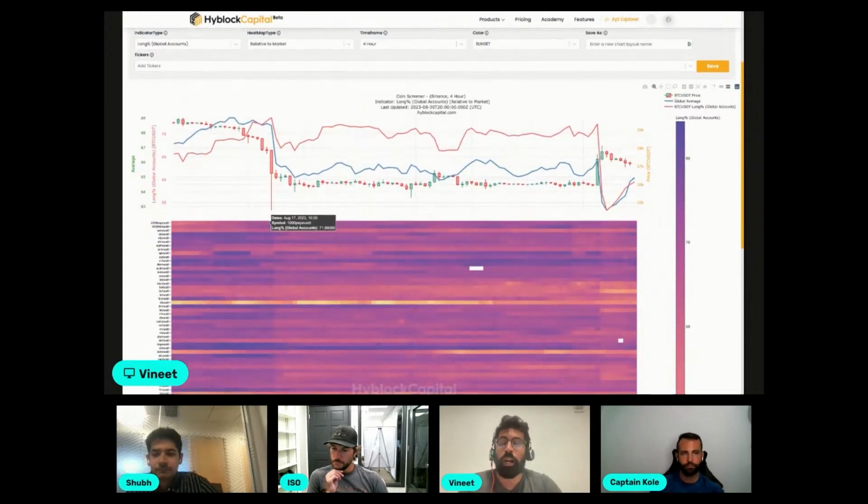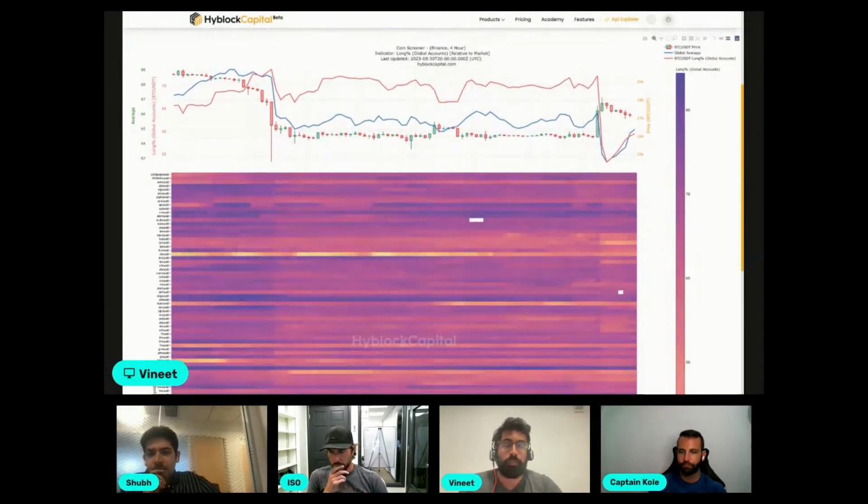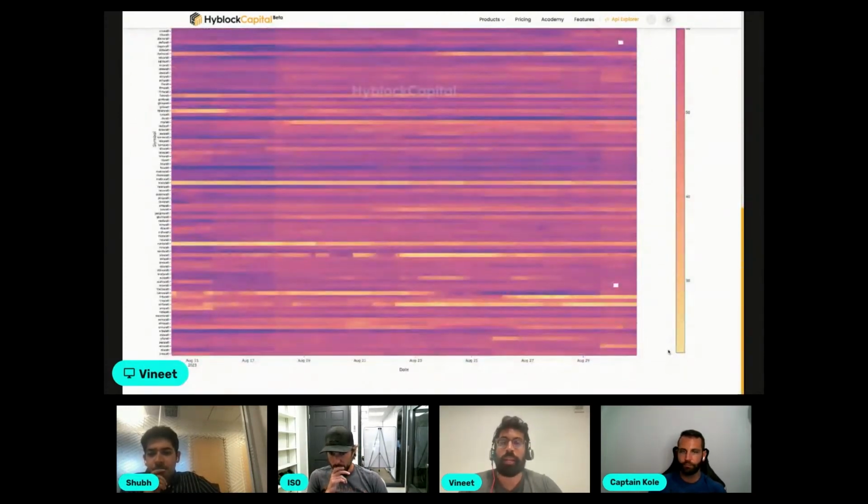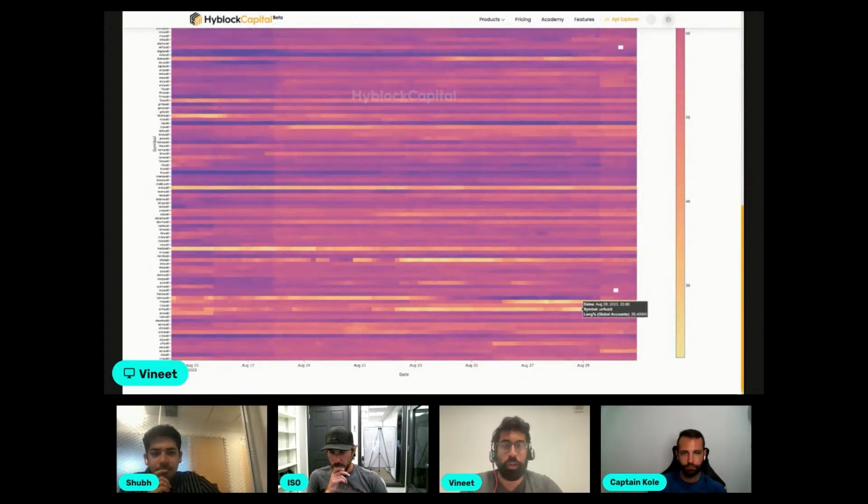If the color of the heat map is very dark, that's going to mean that indicator value is very high relative to all the other coins. And if the color of the heat map is very bright, like this yellow, then that's going to indicate that the value of the indicator is very low relative to the other coins. So you can see some examples here where for this coin, the value was 25%, which was very low. We can go to another.